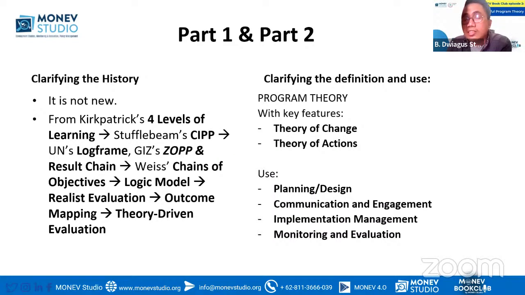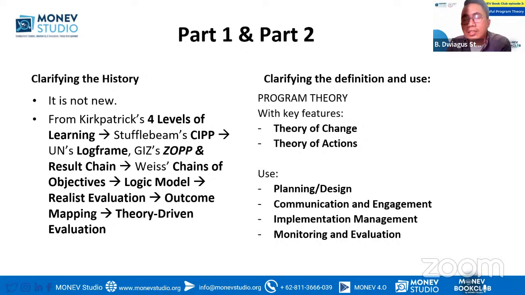I guess the book mentions that this is the main myth of program theory. Sometimes people say it's new, but there were several theoretical developments before program theory was even established, including the five levels of learning by Kirkpatrick, CIPP, and job or result chain. These are concepts that I became aware of during my involvement in the M&E field, including the logic model, realist evaluation, and outcome mapping. This is something that probably most of you are familiar with, and also theory-driven evaluation. So this book is helping me clarify the definition and use.